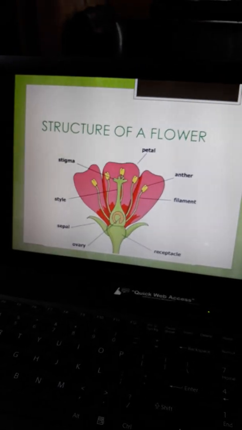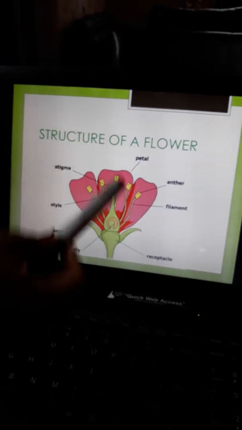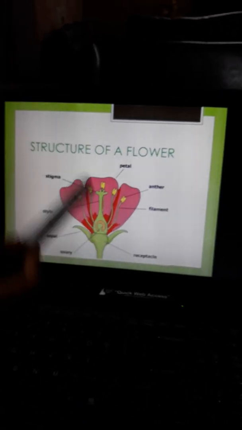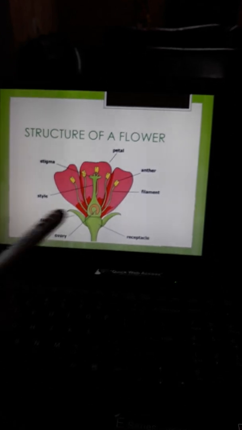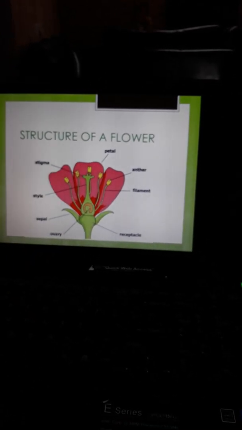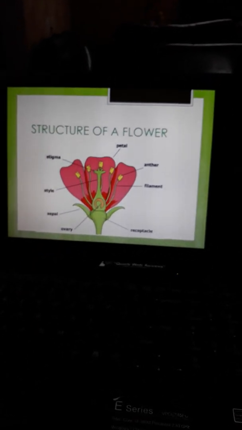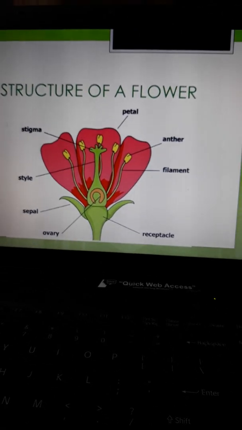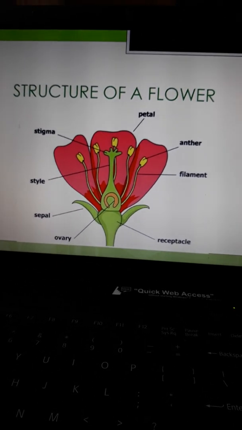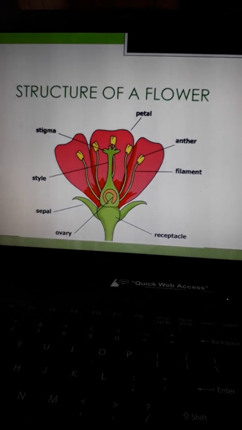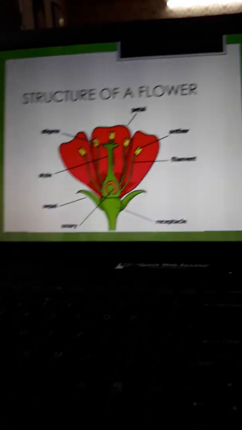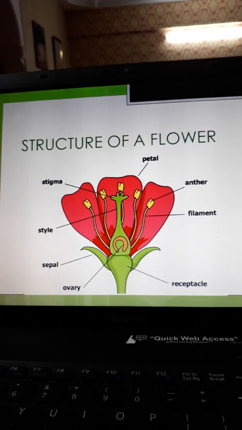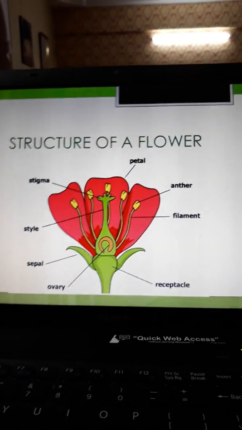This is the structure of a flower. Here this flower is cut in a cross section. This is the cross section view of a flower. A flower consists of a male gamete and a female gamete. If in a particular flower both the gametes are present, then the flower is known as a bisexual flower. And if only a single gamete is present, then it is known as a unisexual flower.